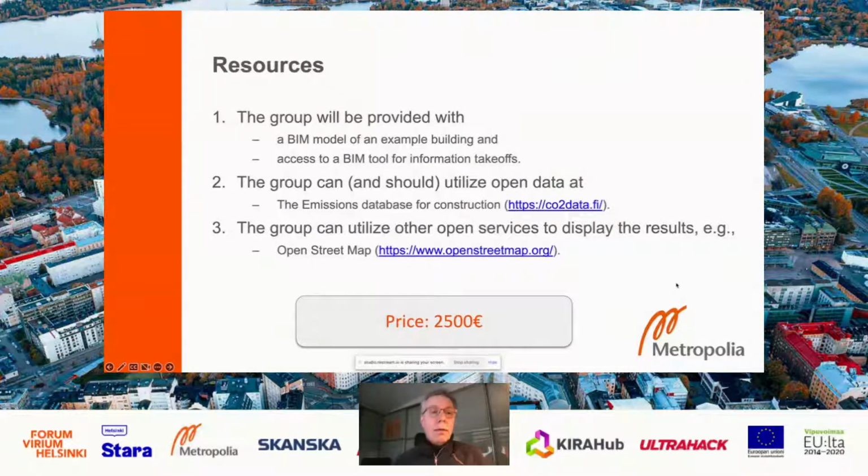The group will be provided with a BIM model of an example building and a tool that can be used to make information takeoffs from that model. And we believe that it would be very useful to utilize the open data of the emissions database for construction, so co2data.fi. And also there can be other tools that could be utilized, like OpenStreetMap or something like that, if map visualizations are wanted, and so on. But this, of course, depends on the decisions and designs of each group. Thank you.